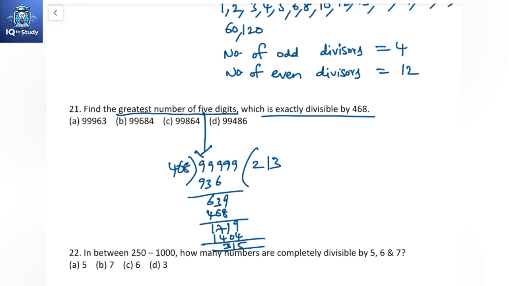So required number is equal to 99,999 minus 315, which is equal to 99,684. Option B.